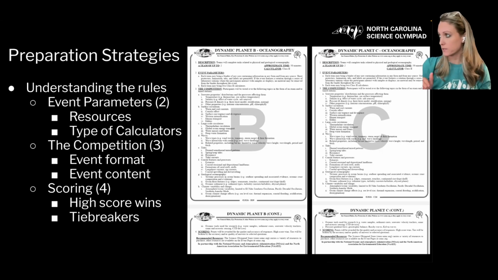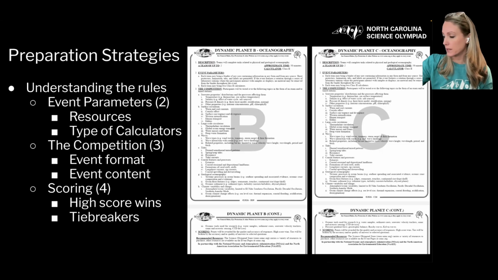I would work my way through this content list and just check things off, have kids learn and research each topic one thing at a time. If there are terms listed in these rules, for example, stratification or thermocline, if those terms are listed as examples in the rules, have the kids know the words. They will most likely see them if they're listed as examples there.